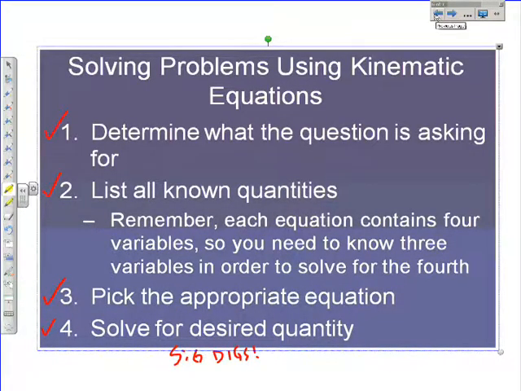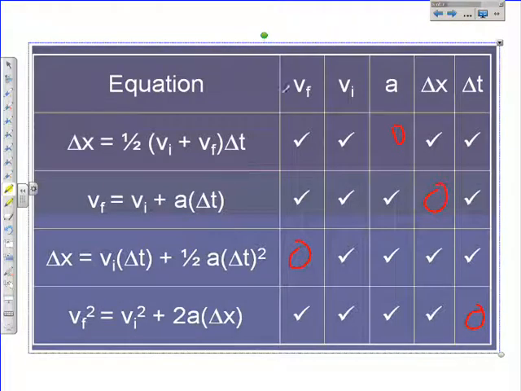So if we head back to our list, we knew that we were looking for V final. That's the one thing we were trying to find out. We knew we had the initial velocity. It gave us the acceleration, and it told us how far this object had gone. It made no mention of the time, but remember there's one equation out there that doesn't have time in it.